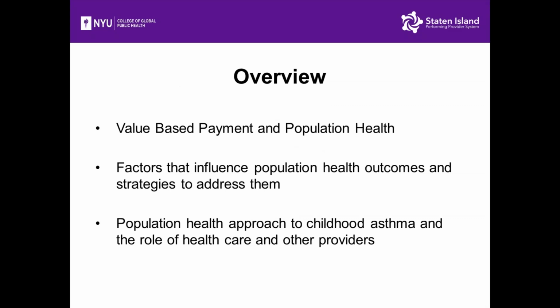Today I'm going to cover three areas related to this topic. First, I'm going to spend a few minutes on the goals of value-based payment and how they relate to population health. Second, I will be talking briefly about the factors that contribute to health outcomes, as I believe it is important that we consider these factors as we devise and implement strategies to improve the health of populations. And finally, I'm going to discuss strategies to address childhood asthma to illustrate how we can use a population health approach to improve health outcomes, and hopefully you'll be able to see how the asthma examples could be adapted to other health issues.